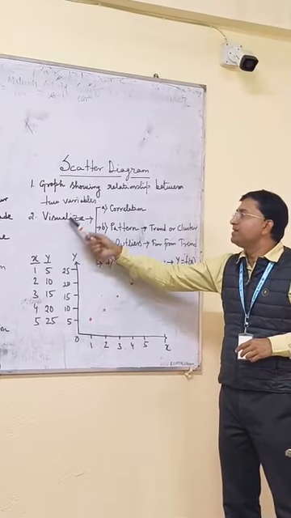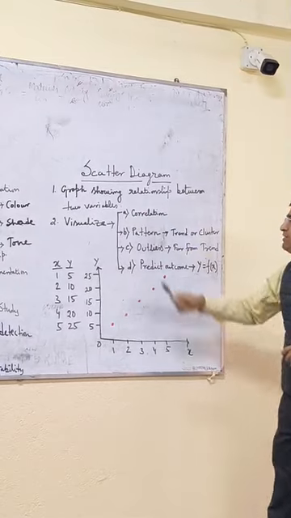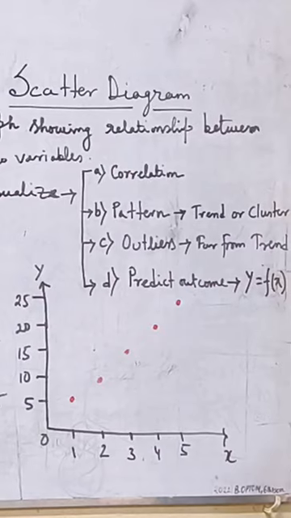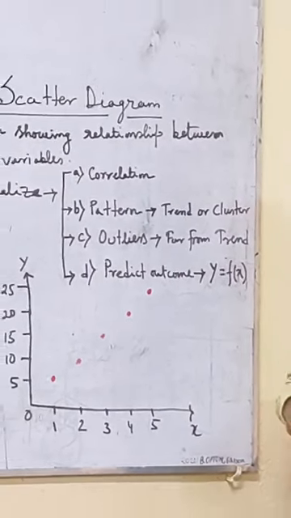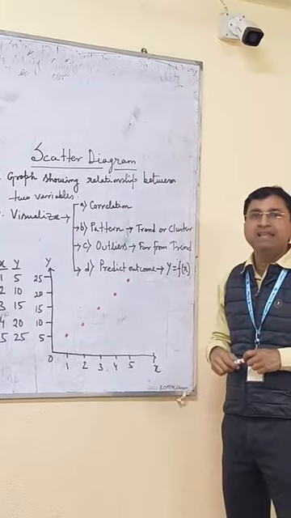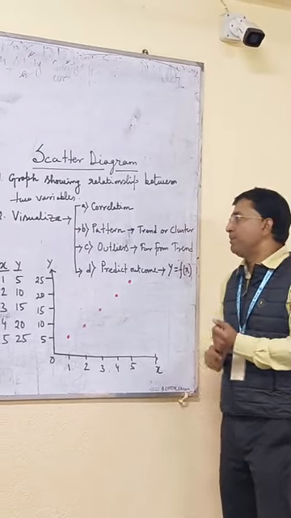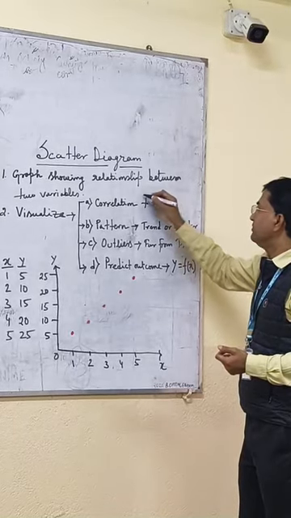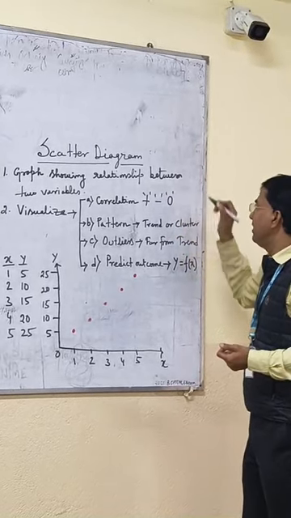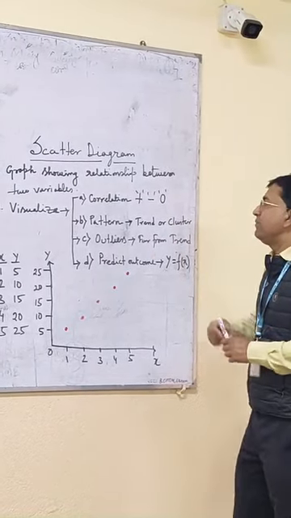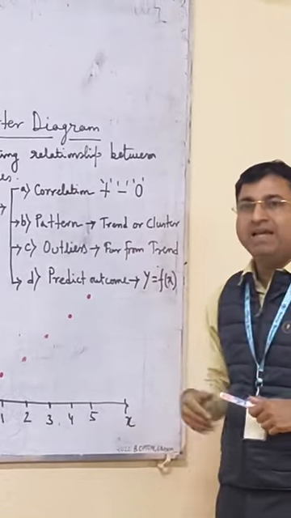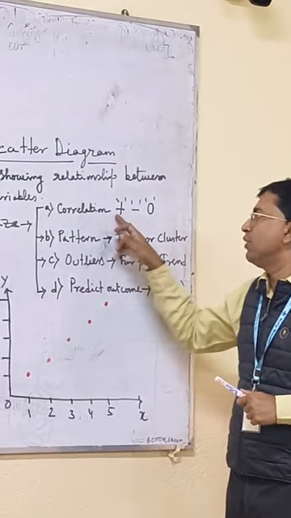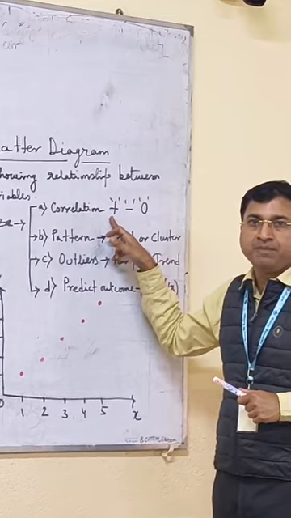What we visualize under scatter diagram? We can visualize the correlation in between two variables. The correlation may be of three types: positive, negative, and zero. Plus, minus, and 0. If we find the value of one variable increasing as well as the value of another variable also increasing, it is called positive correlation.